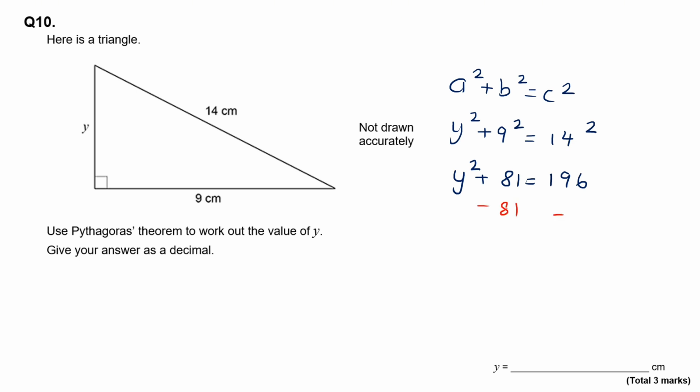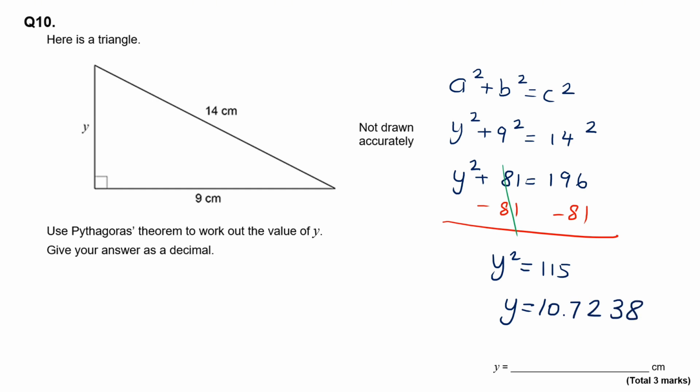So we take 81 away from both sides, which simplifies the 81s. That just becomes 0. So y squared is going to be 115, and y therefore becomes, I type this into my calculator, it's going to give me this. There you go. And you can just write all the digits if you want.